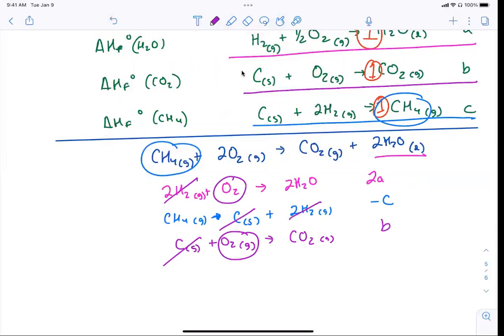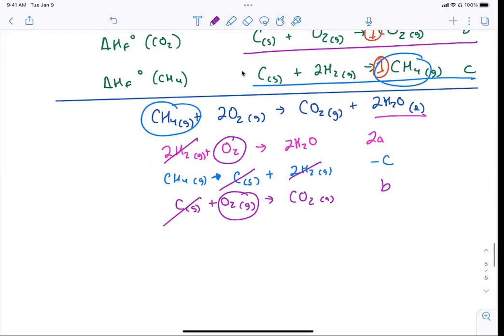The order was just arbitrary, to be honest with you. She just picked that. She could have done B first and then C second. It didn't matter. But what's the overall delta H for this reaction then? 2A plus B minus C. I'm going to show you in a second.